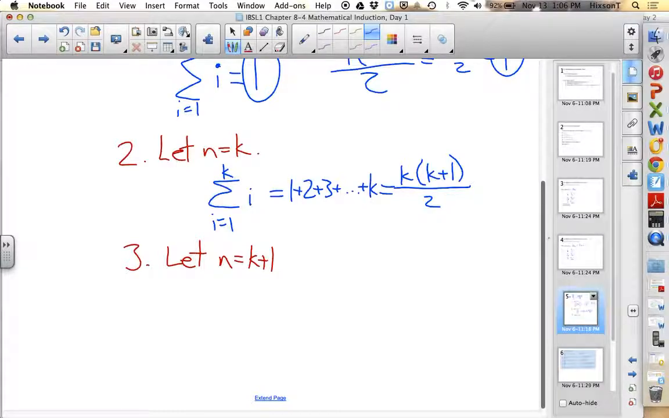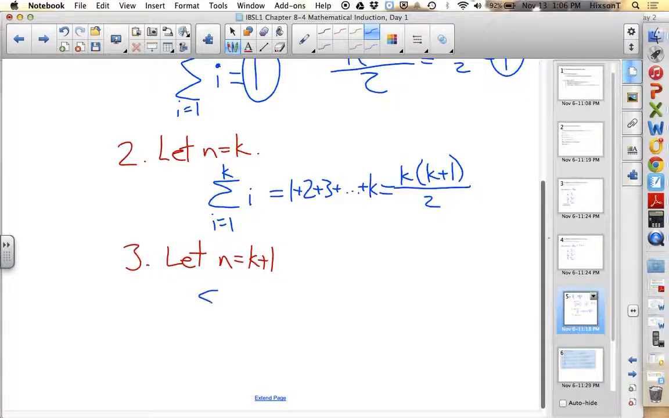So now what we have to do is say, alright, if it works for up to k, will it work for the next value? What's 1 after k? k plus 1. Alright, so that's what we're going to try.